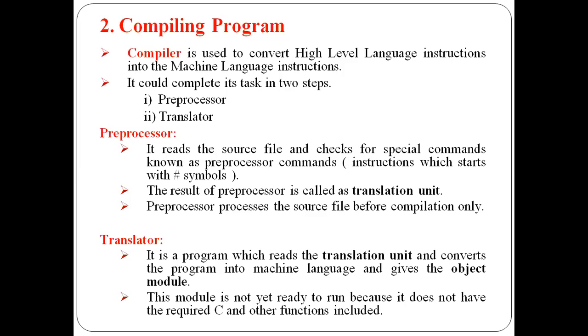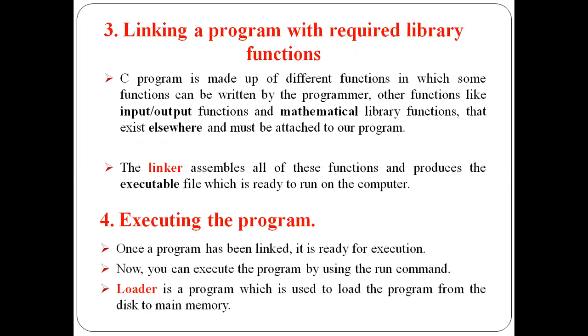So this hash, we call it a preprocessor command. Whenever a compiler reads the source file, it will check for these preprocessor commands, then it goes for pre-processing. After the pre-processing is done, it will convert the high level language into the machine level language, that is nothing but translation. So the two tasks a compiler does are preprocessing and translating.